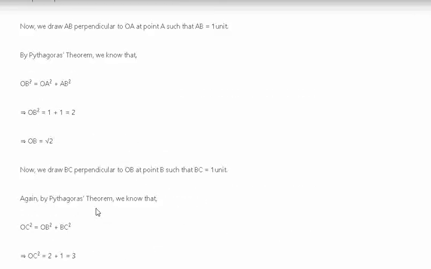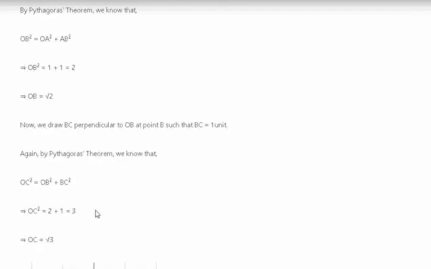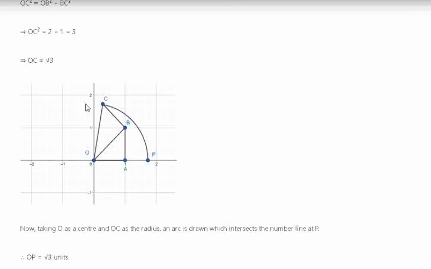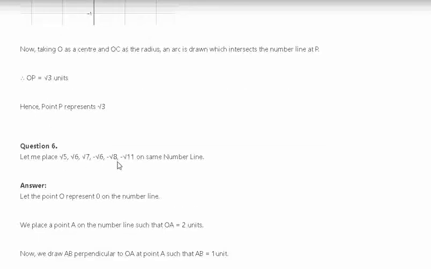So we know how to find root 5, and here we see the value of root 3 is found the same way, and the explanation is the same as the last one. Make an arc CP on the line, and get this value. This radius will be root 3, hence the point P represents root 3.